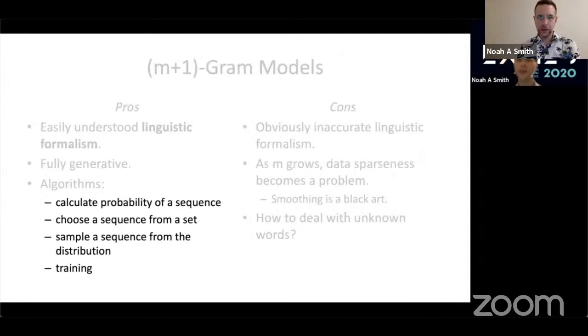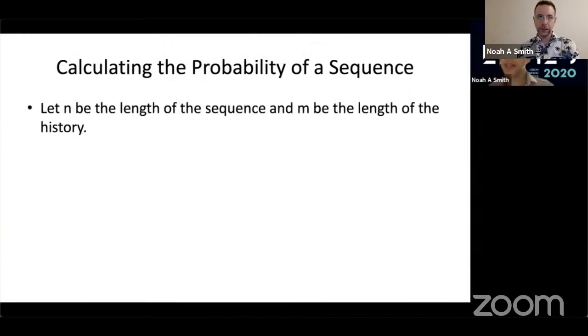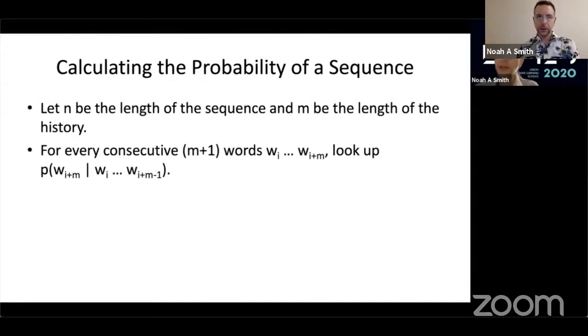Okay, so I want to drill into 4 different algorithms for things you might want to do with M+1 gram models. The first one: if I give you a sequence, how do you calculate its probability? Let n be the length of the sequence and m be the length of the history. You're going to take every consecutive M+1 words, word i through word i plus m, and look up the probability of that last word, w_{i+m}, given the m words that came before. Presumably you're storing all of your m+1 gram probabilities in a data structure that gives you fast random access lookup.